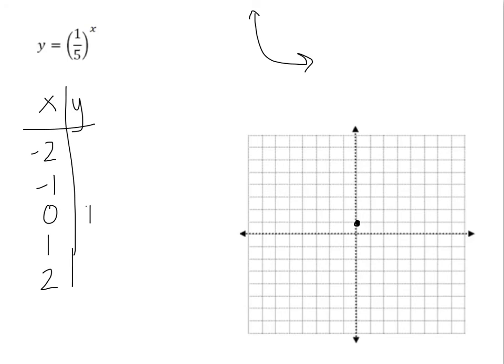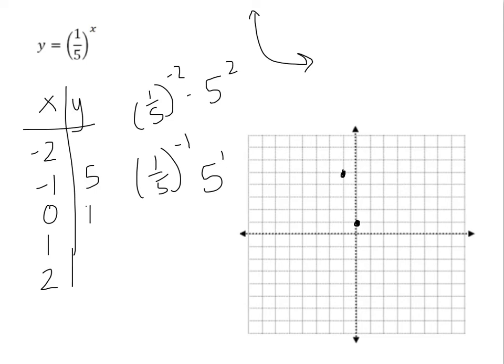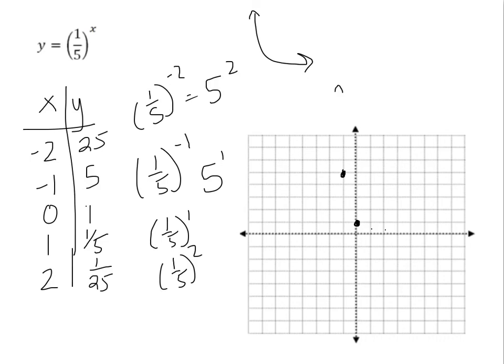So if I have -1 and I want to do 1/5 to the -1 power, that means this fraction flips, so that means we have 5 to the first power, so it's 5. So I'm going to have the point -1, 5 here. If I do -2, 1/5 to the -2, that means the fraction flips, so I have 5 squared, which is 25. That's way off of our graph. If I plug in 1, 1/5 to the first power is just 1/5. And then if I plug in 2, 1/5 squared, well, that's going to be 1/25. So it's even closer to that x-axis, and then we can just graph it.